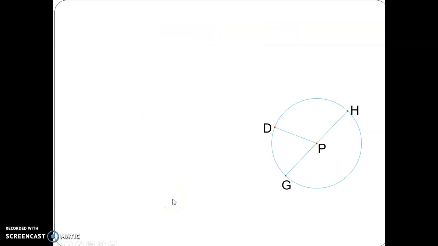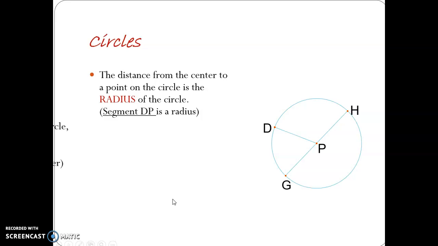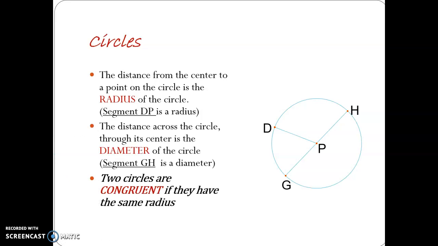Okay? The next word that we're going to talk about is the radius. The distance from the center to a point on the circle is the radius of the circle. So segment DP is a radius. Also, we can see that PG as well as PH are all radii of this circle. The distance across the circle through its center is the diameter. So from G to H, that would be our diameter here. Two circles are congruent if they have the same radius.